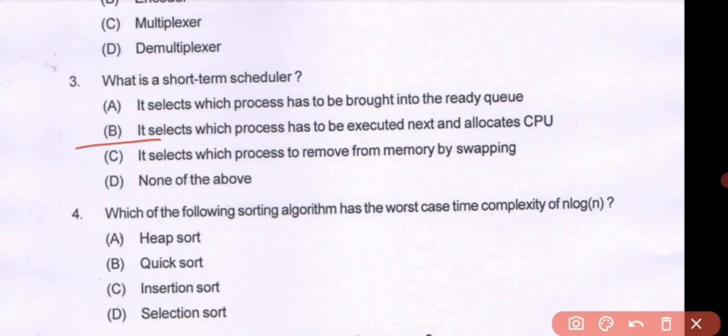Question number 4. Which of the following sorting algorithms has the Big O time complexity of n log n? The correct answer is heap sort.